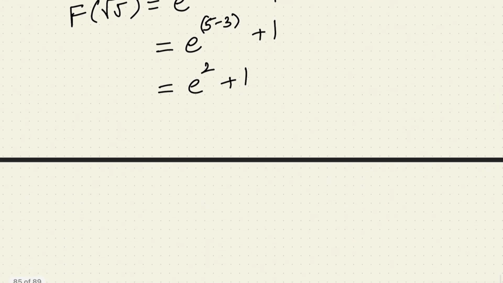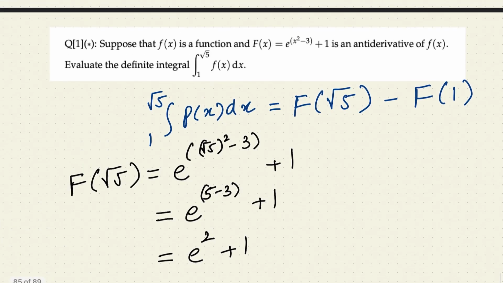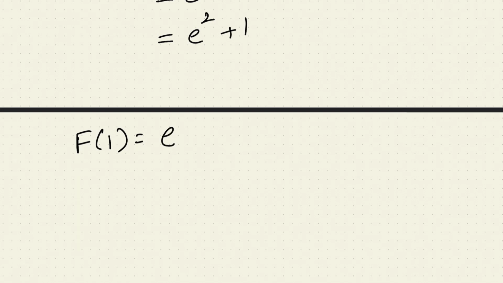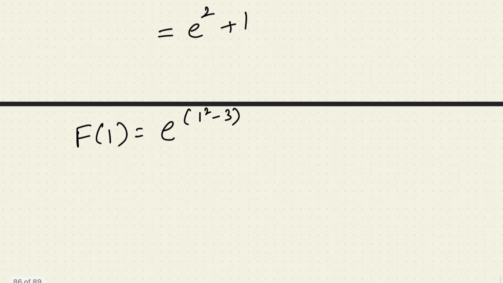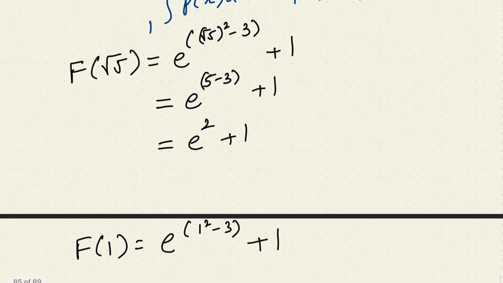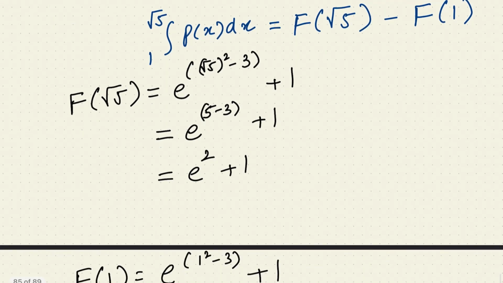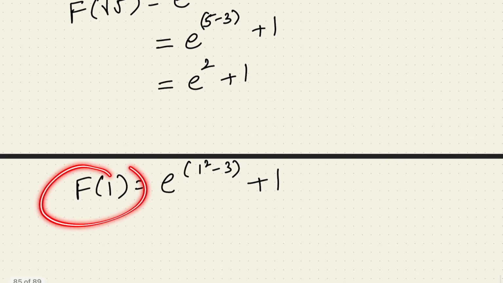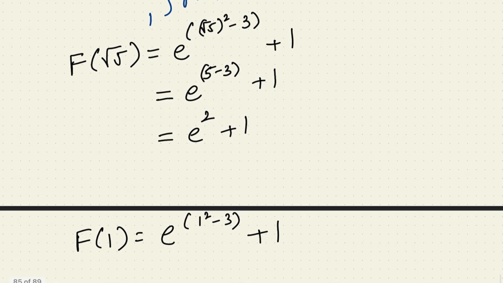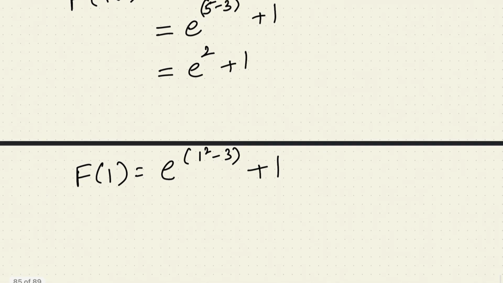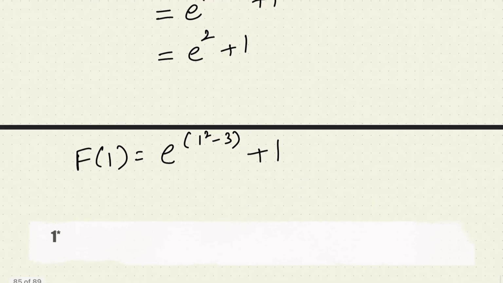Now let's calculate F(1). So F(1), again, by using the same logic, it would be e to the power 1 square minus 3 plus 1, right? So now we have calculated F(root 5) over here. We have calculated F(1). And now in order to calculate the final answer, let's subtract F(root 5) and F(1).